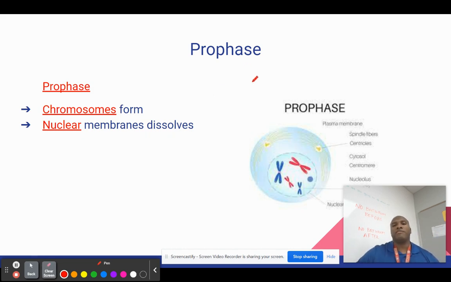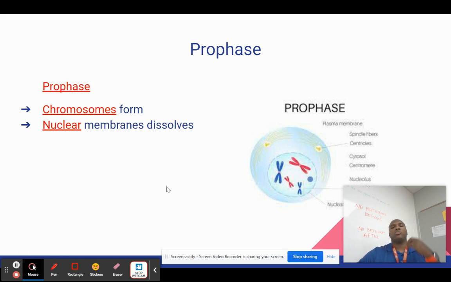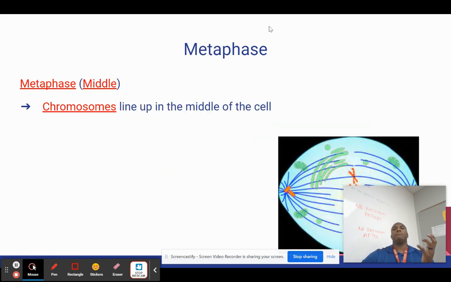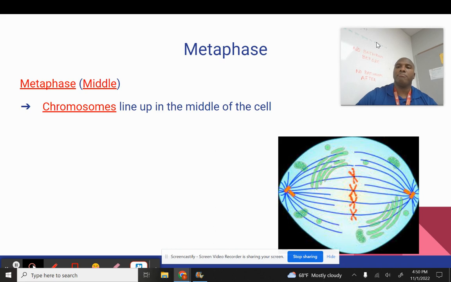So looking at the next phase, now we went through prophase. What's next? It's the M, the metaphase. Pass me a taco, the M for metaphase. This is really easy to remember because all the chromosomes meet in the middle.